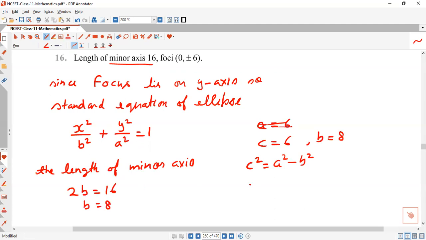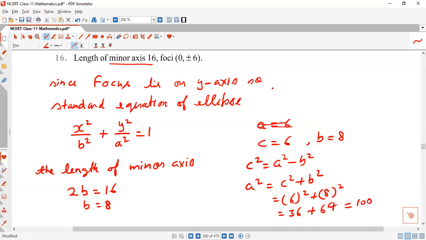So what is the value of a square? A square comes out c square plus b square. You see, c square means 6 square, b square means 8 square. It will come out 36 plus 64, which comes out 100. So a square equal to 100. So a will come out 10.